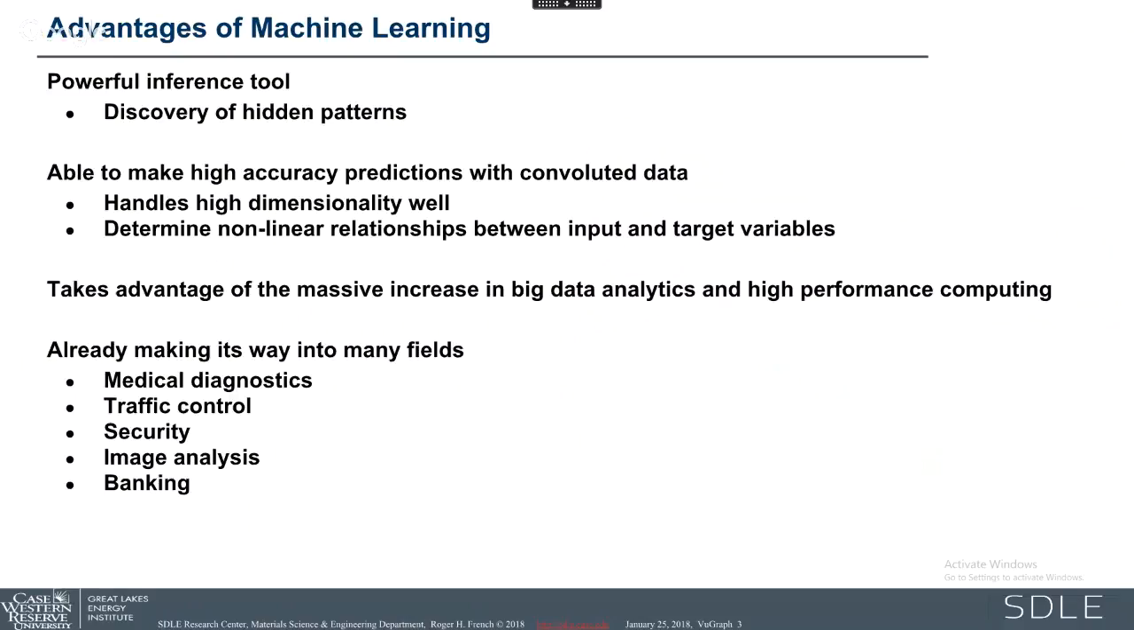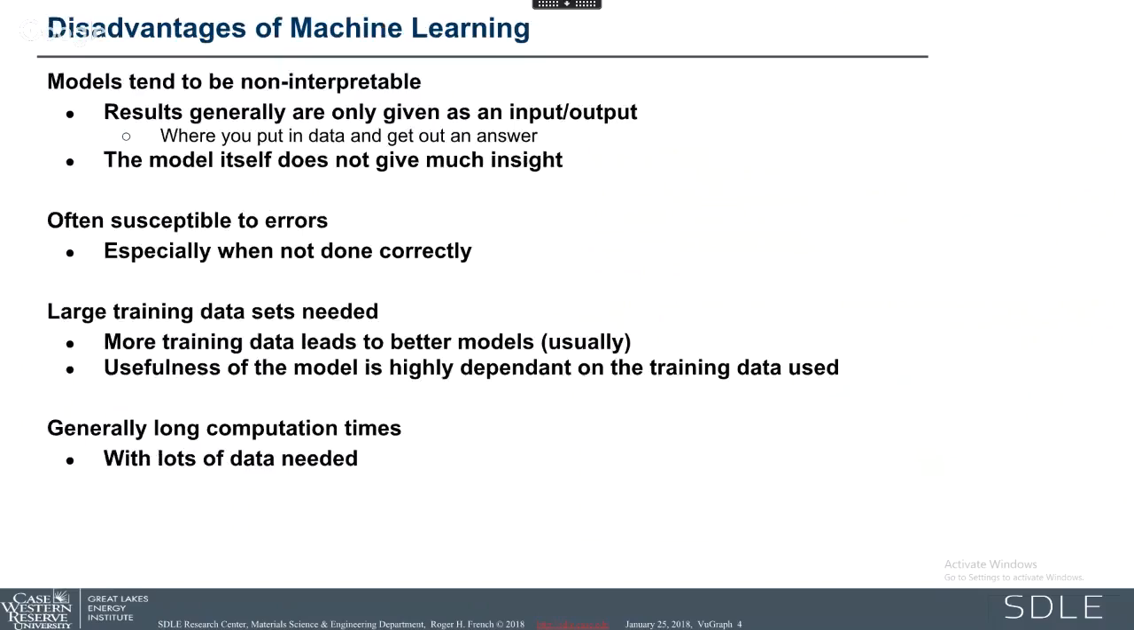And then banking is another large one where it's used to determine stock fluctuations and money movement and things like that. So some disadvantages of this, the models themselves tend to be non-interpretable.